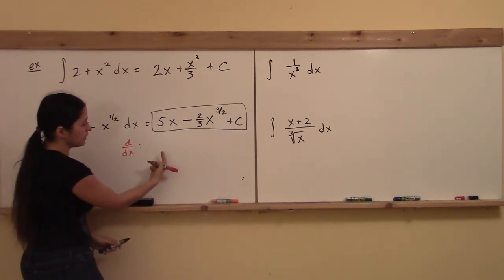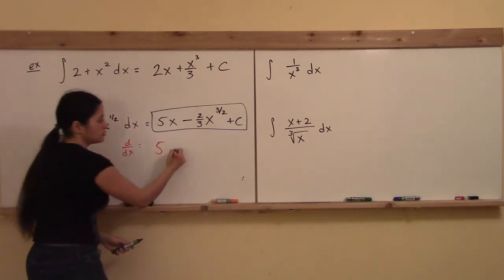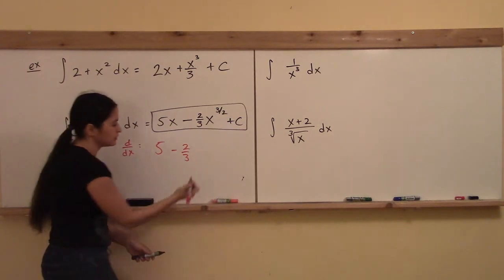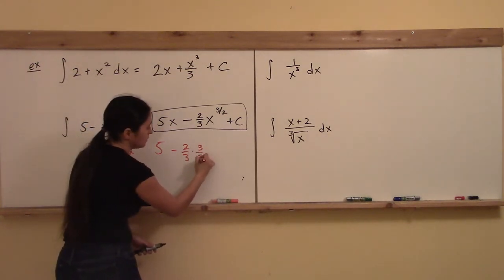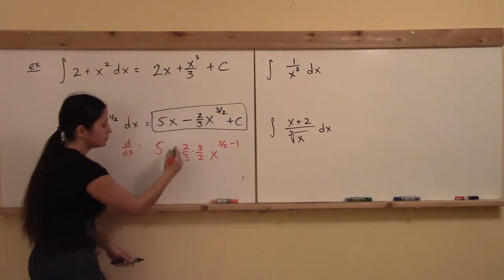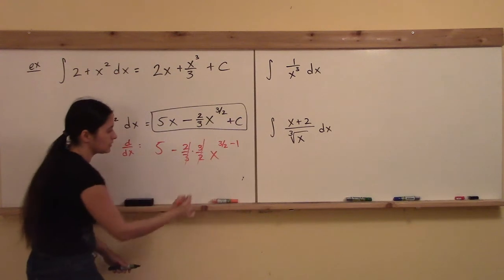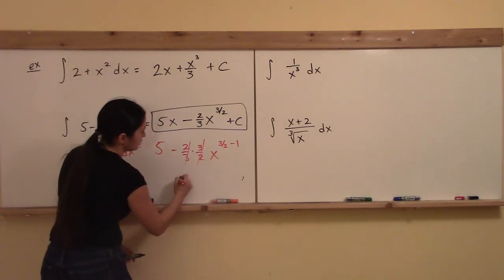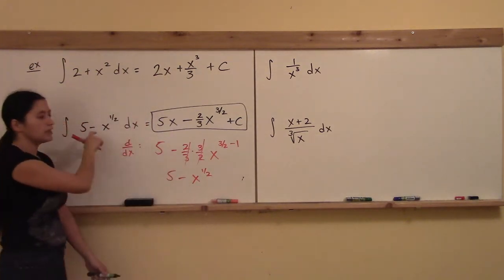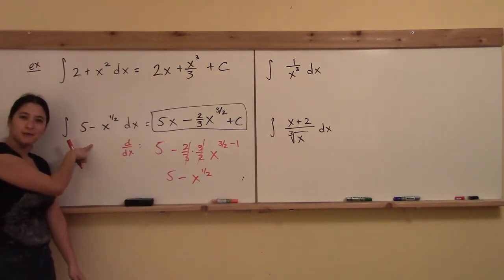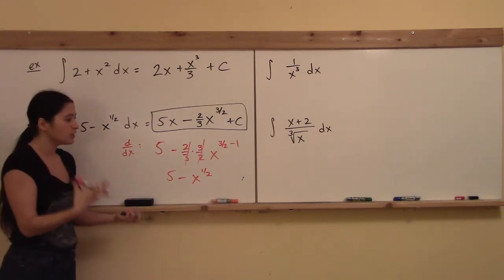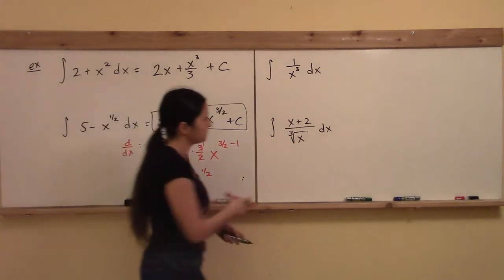The derivative of 5x is 5. The derivative of this over here is, well, the 2/3 multiple stays there. The 3/2 comes down like that. And then I get x to the 3/2 minus 1. So you see, this 2/3 cancels with that 3/2, and x to the 3/2 minus 1 is minus x to the 1/2. So I get 5 minus x to the 1/2, and that's what I started with. It's perfect. I really like this part of the class because I can check every single one of my answers and make sure that I got it right.